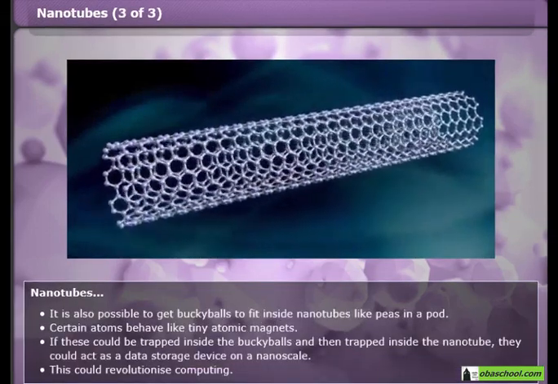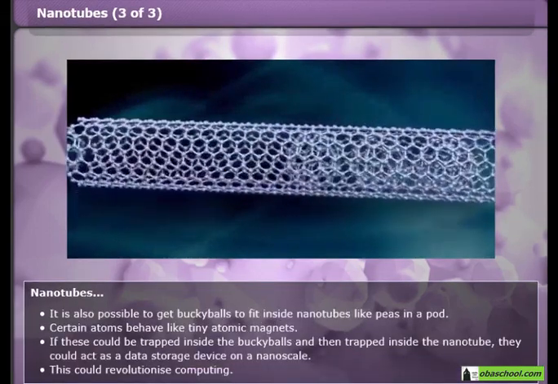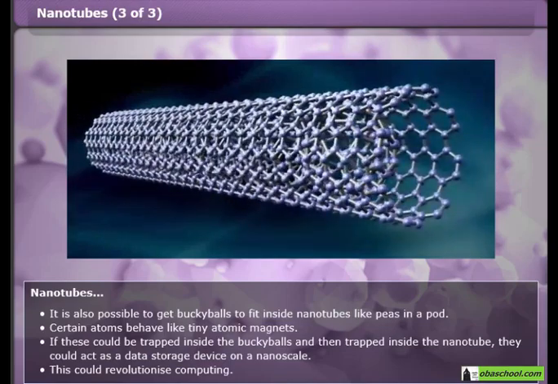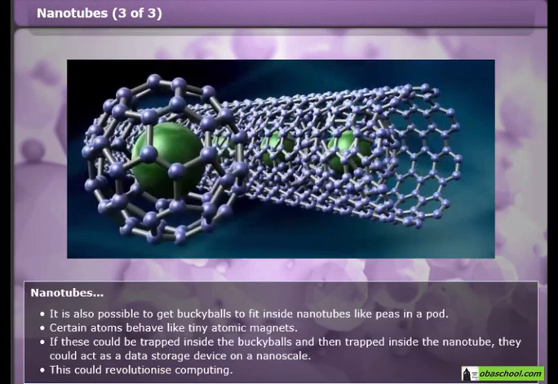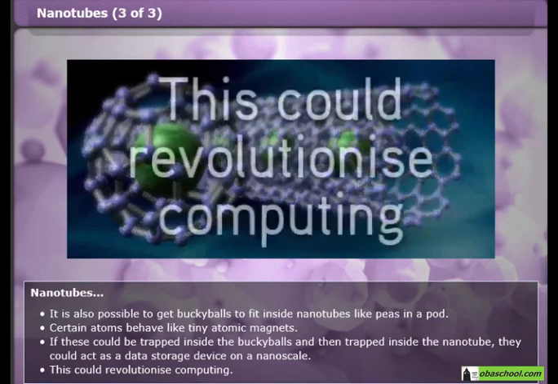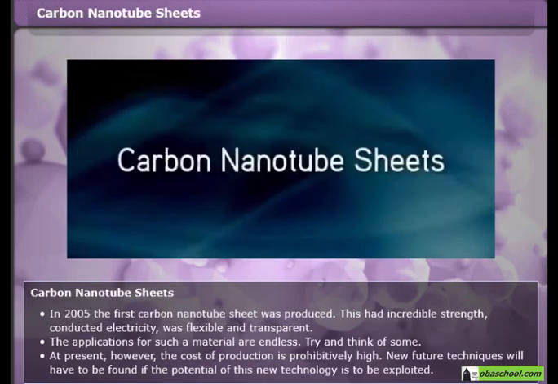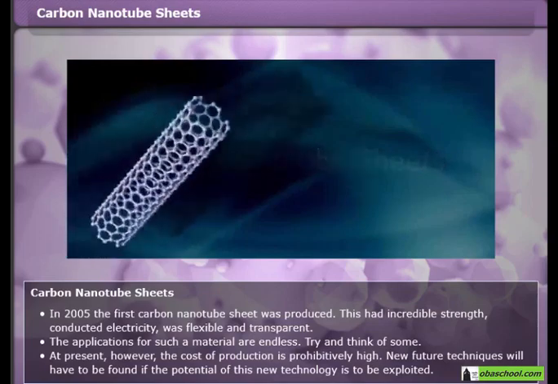It is also possible to get buckyballs to fit inside nanotubes like peas in a pod. Certain atoms behave like tiny atomic magnets. If these could be trapped inside the buckyballs and then trapped inside the nanotube, they could act as a data storage device on a nanoscale. This could revolutionize computing.